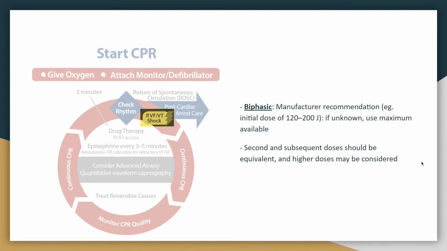While we talk about shocks, more about the shock itself. Biphasic defibrillators, in contrast to monophasic ones, use a variety of waveforms and have been shown to be more effective for terminating a fatal arrhythmia. That's why it's recommended in ACLS, when using biphasic defibrillators, that providers should use the manufacturer's recommended energy dose. So, for example, an initial dose of 120 to 200 joules. If it's not known, as stated here in the slide, use the maximum available one.